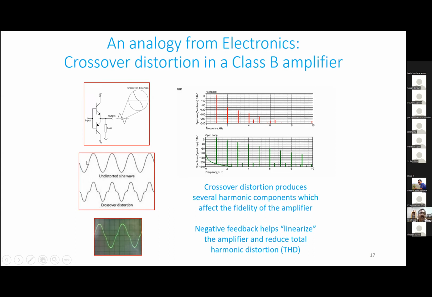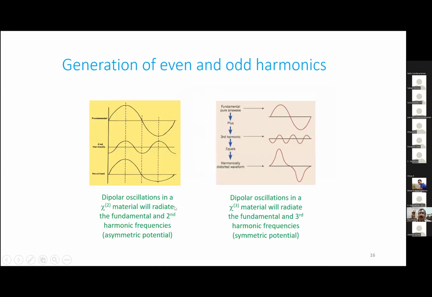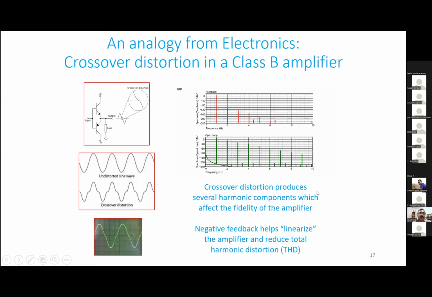So if this is your input signal, which you have given here, what you get at the output after crossover distortion will be something like this. Now look at the similarity of this with the previous picture I showed you. These two look very similar. This and this look very similar. So the result of that is that in the output, what you hear or what you measure across the load will contain, in addition to the fundamental, higher harmonics.